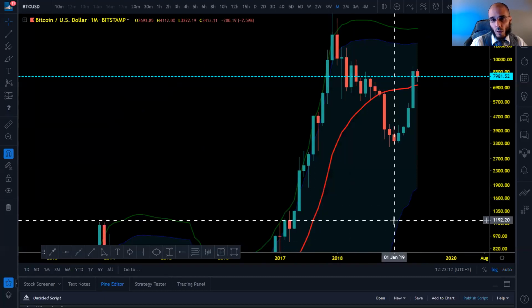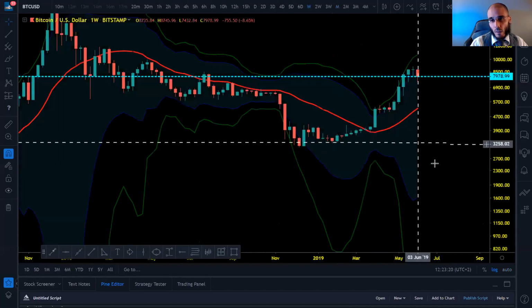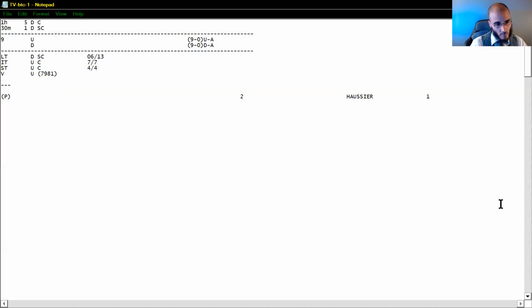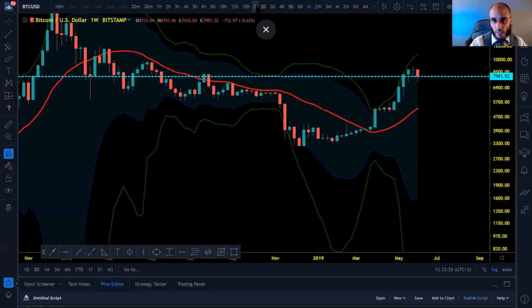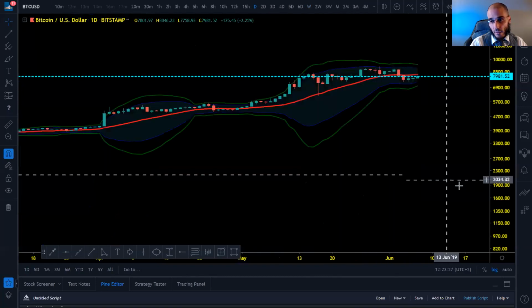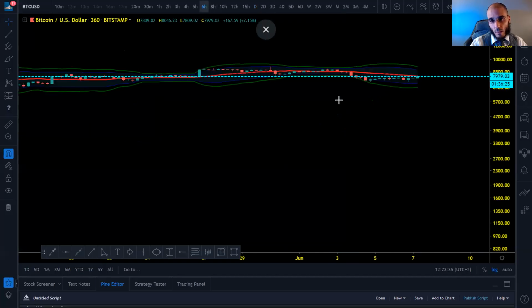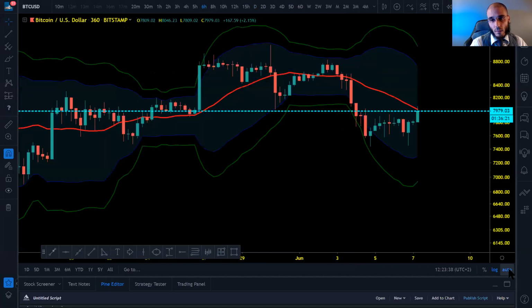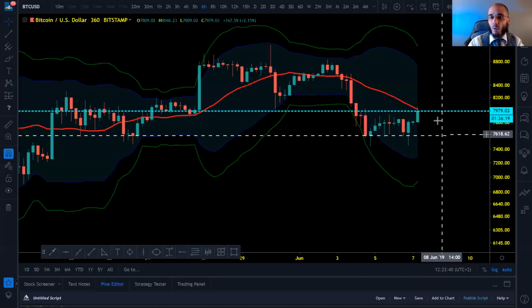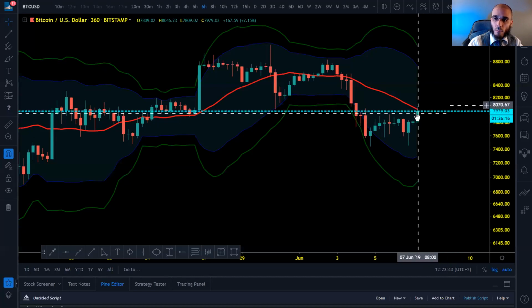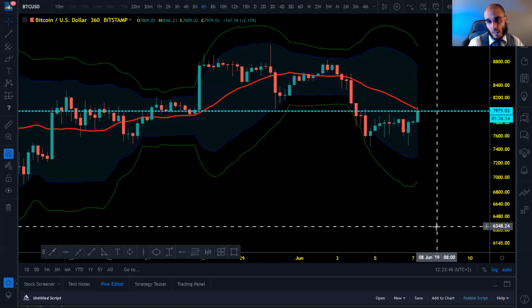Let's look at Bollinger Band. Bollinger Band on the 1 month is positive. Let's go down to 1 week. 1 week is positive. Let's go to 1 day. 1 day is negative. 1 day is still negative. Let's go to 6 hour. 6 hour is still negative. So here you can see that we tried to get higher than the middle Bollinger Band, but were rejected. So that's negative.